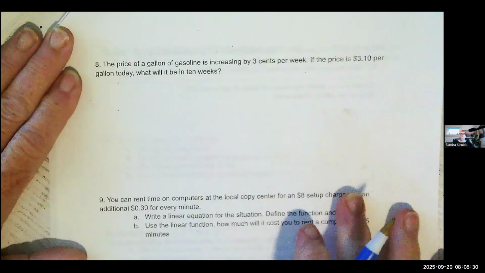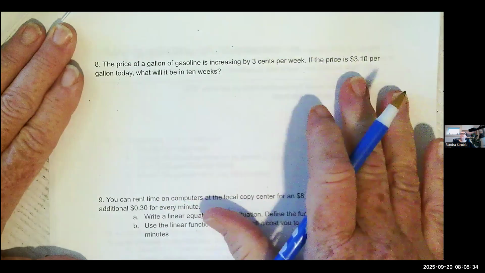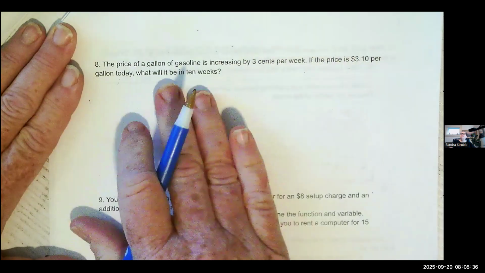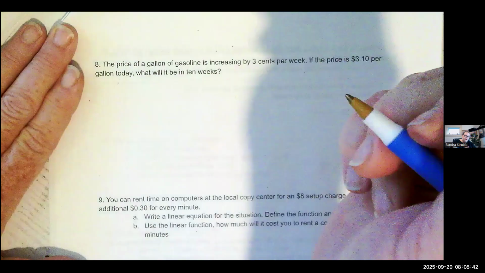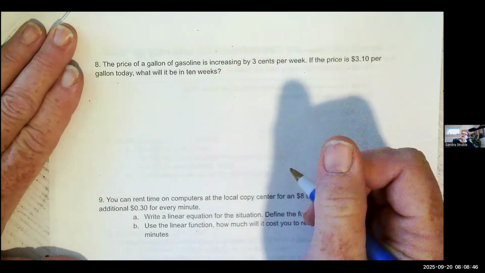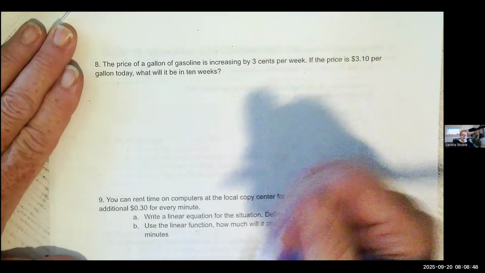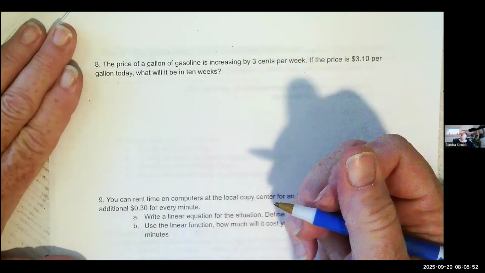Price of a gallon of gasoline is increasing by 3 cents per week. If the price is $3.10 per gallon today, what will it be in 10 weeks? Okay, so to do this, I don't tell you to write a linear function. You can, I do, but you could also just calculate it. It's your call. I prefer a linear function.